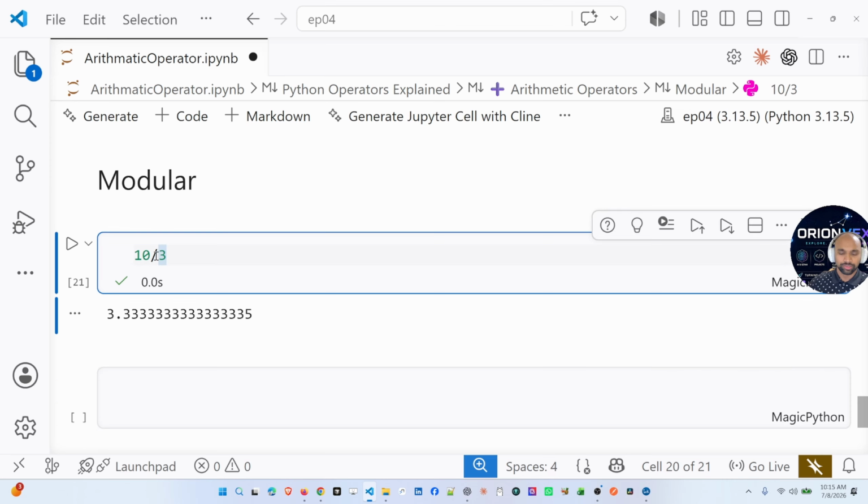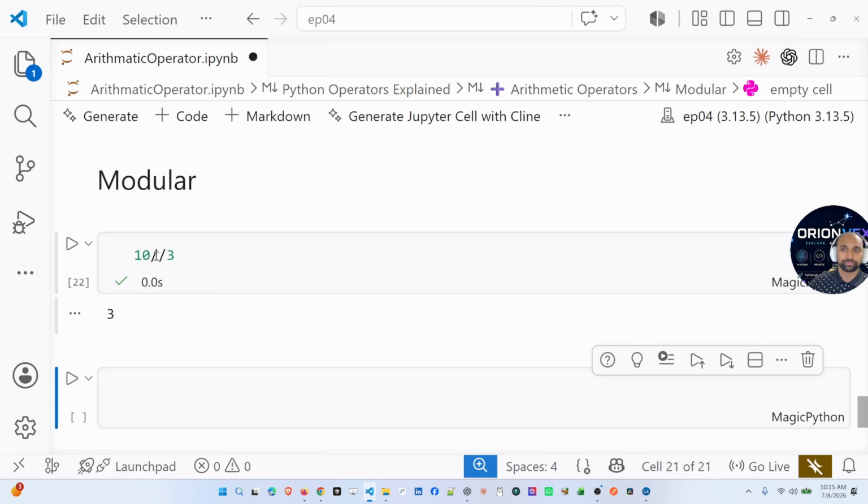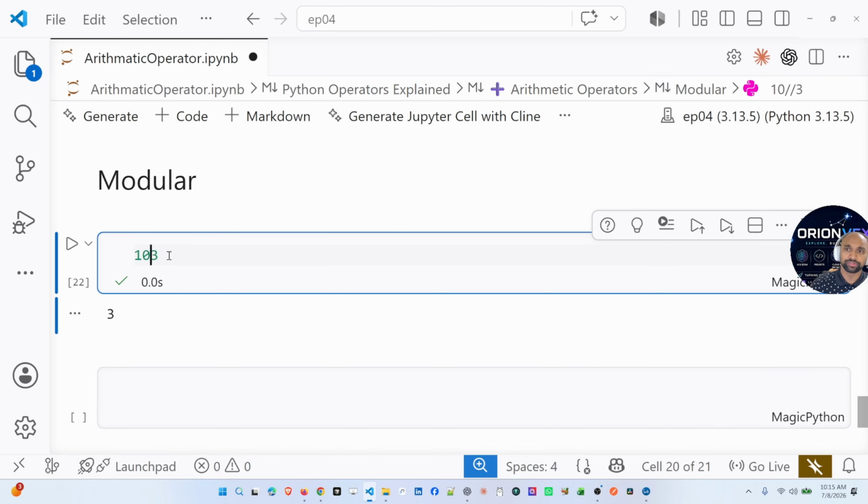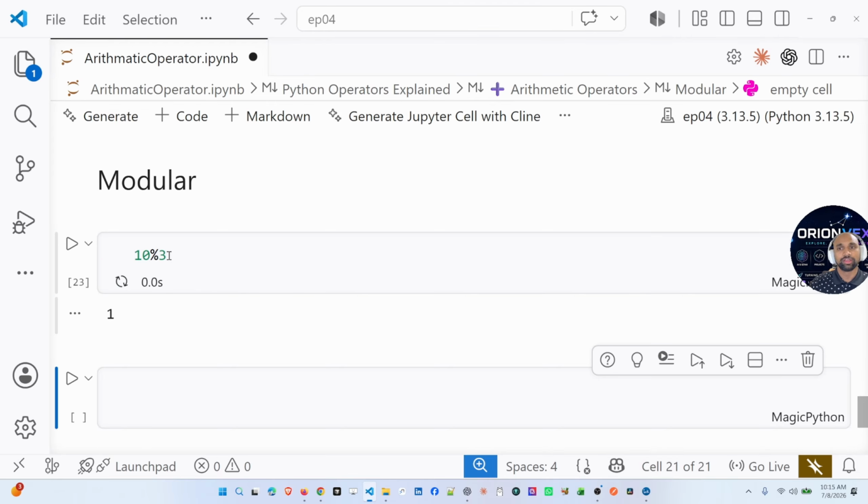Whereas in floor division, we are getting the complete value as 3. It is avoiding the decimal point. Whereas in modulus division, it is giving the remainder. This is what these three kinds of operators do.